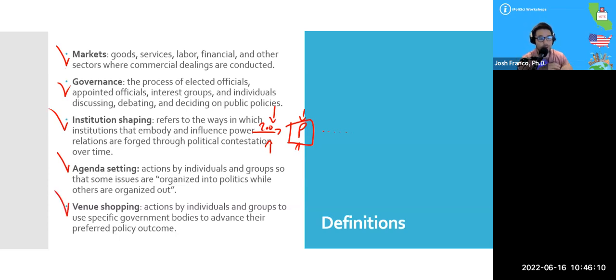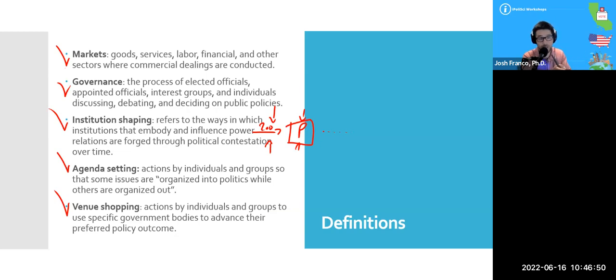These are actions by individuals and groups to use specific governmental bodies to advance their preferred policy outcome. For example, say I am the owner of an oil and gas company, and I'm situated in the state of Texas. I know that the state of Texas is pretty hospitable to my business model and the work that I do. But I might feel like there's pressure from the federal government to shape my business model in a way that I'm not happy with. And so I might look for a place to sue the federal government for its actions. And I could sue them in the state of Texas.